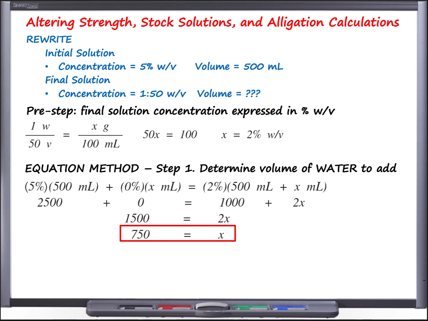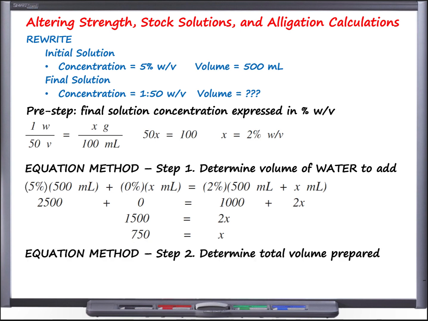But I'll remind you, now we go back to that first line. What did X represent? X represents the volume of water to add in milliliters. So we now know to add 750 milliliters of water to our 500 milliliters of our 5% solution to get a 2% solution, but we haven't quite figured out our final total volume.